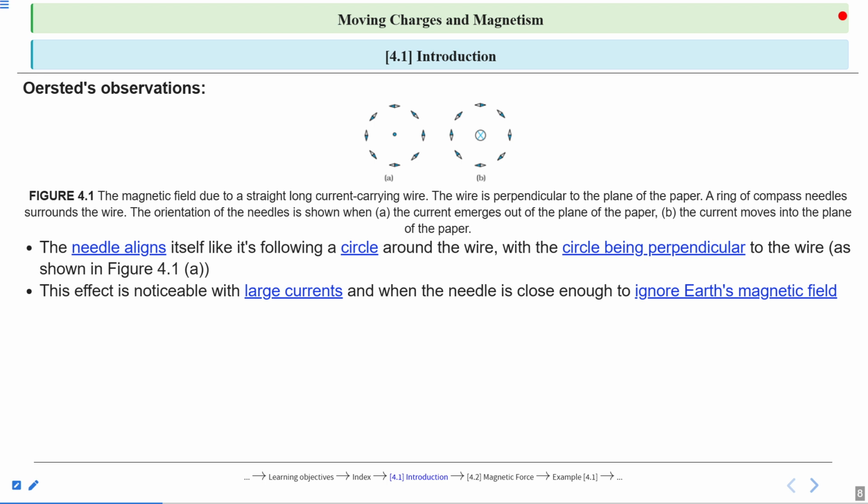So you have to use large currents, or you have to place the needle very close to the wire, because the magnetic field produced by this wire is strong near the wire, and if we go farther away from the wire, this magnetic field becomes weak. So the effect is noticeable with large currents and when the needle is close enough to ignore the Earth's magnetic field.